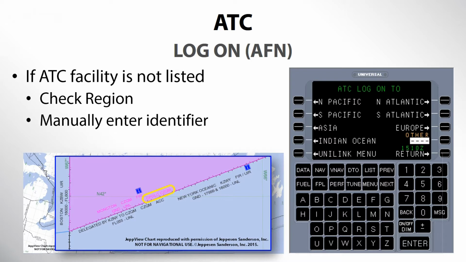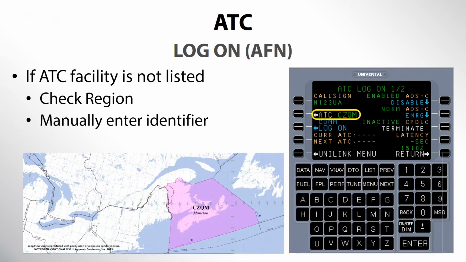Notice where it says CPDLC. Enter CZQM and press Enter. You can now log on to Moncton. You can do the same for Montreal, Toronto, and the rest of the Canadian Flight Information regions.